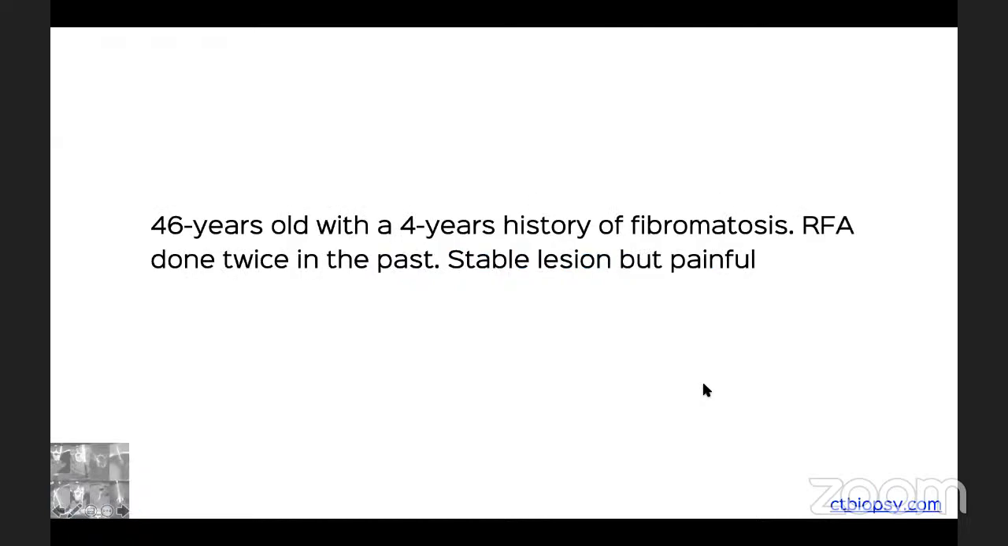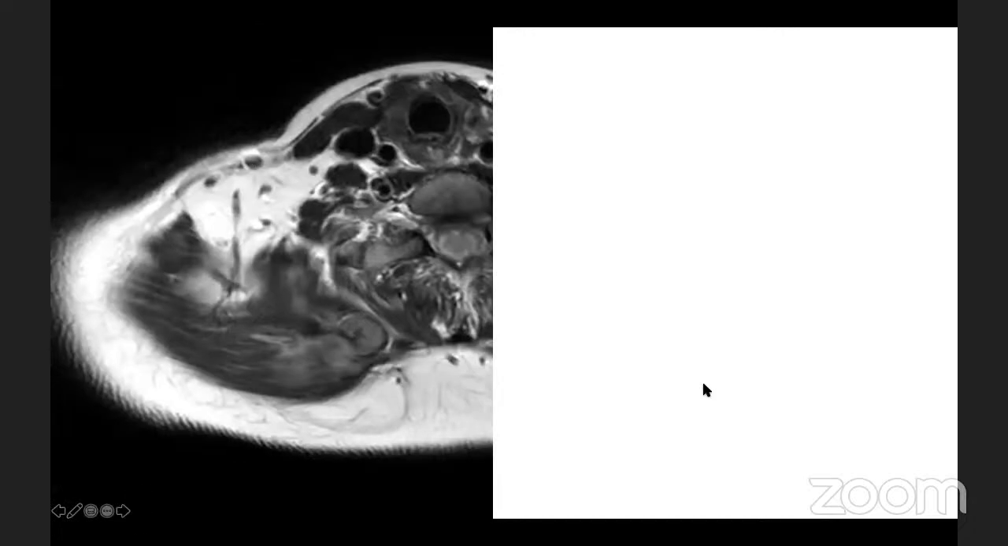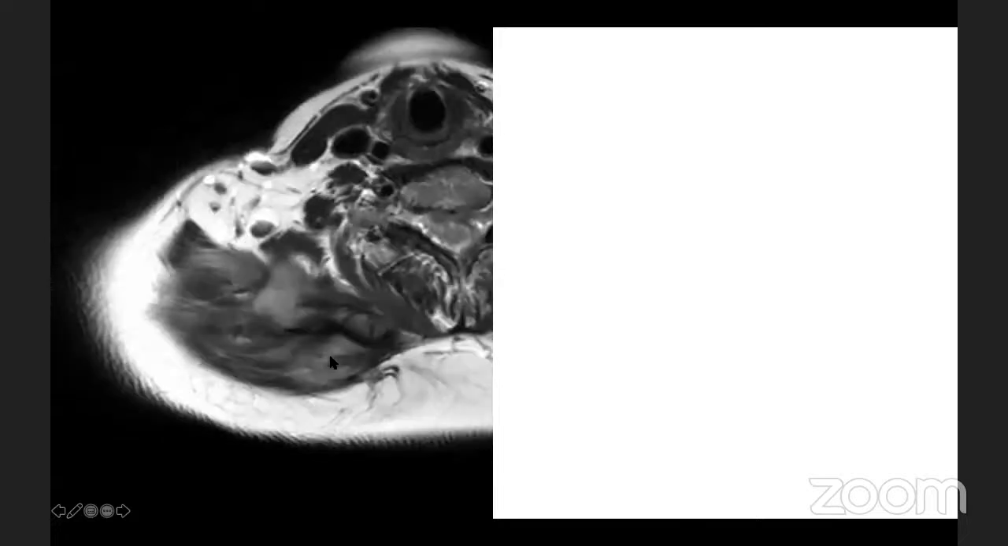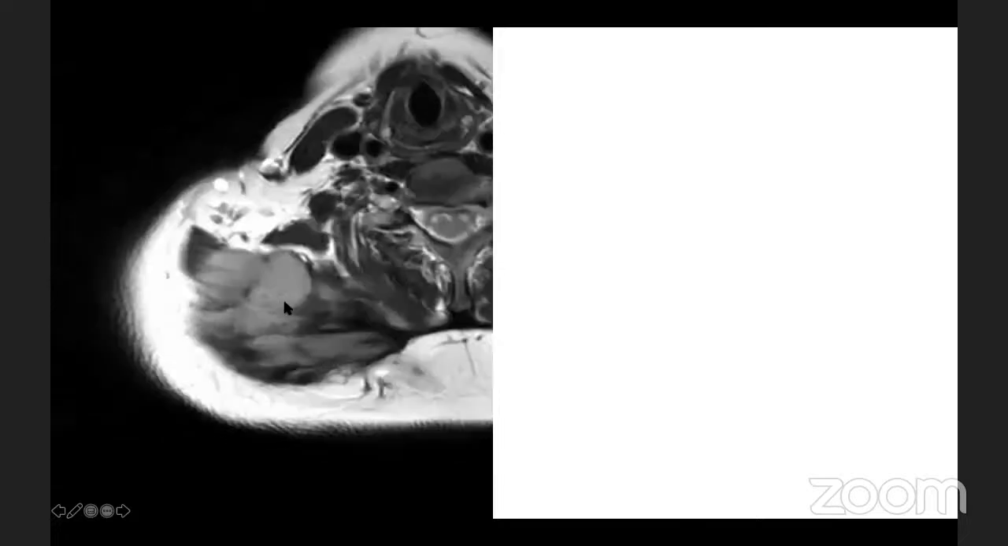This is a 46-year-old with a 4 years history of fibromatosis. I have done 2 RFAs for her. She's been on metronomic therapy. She's on methotrexate. She's controlled, but she has pain. And you can see on the axial MR this classic extra abdominal desmoid, as they call it.